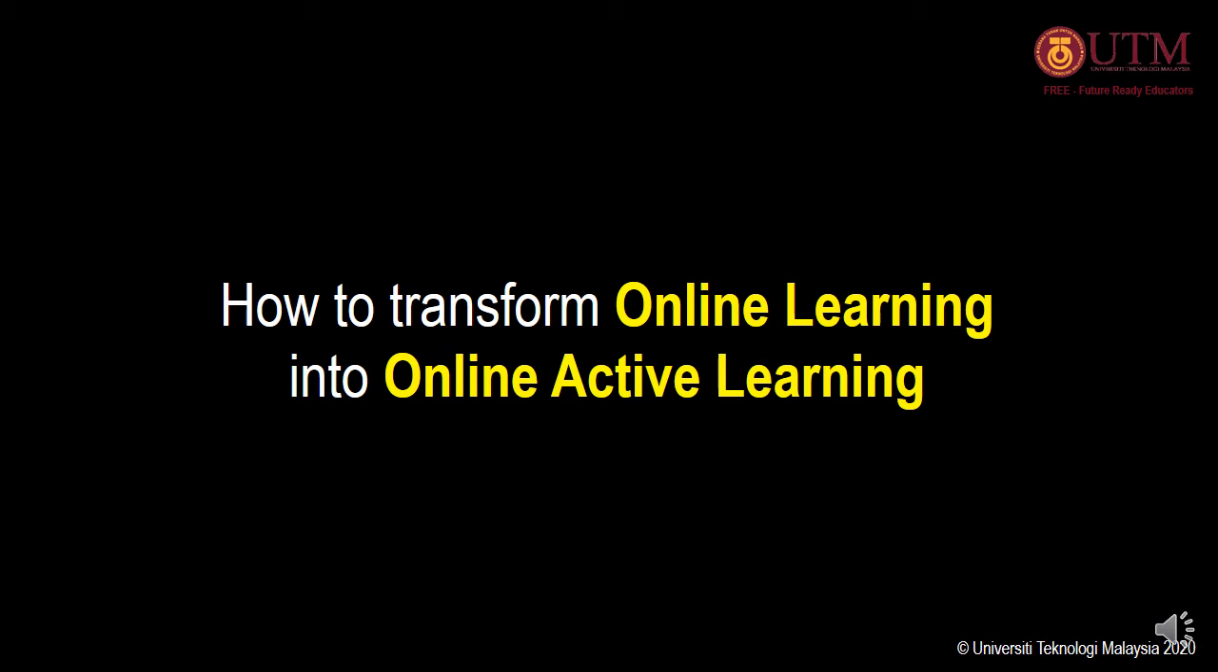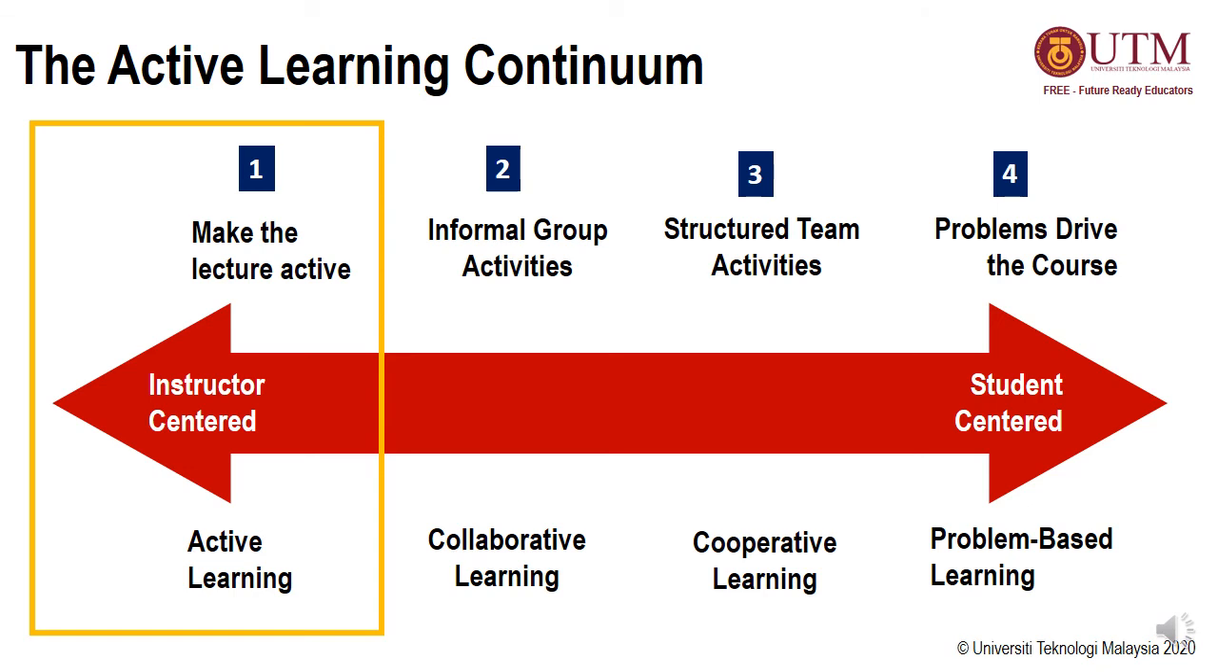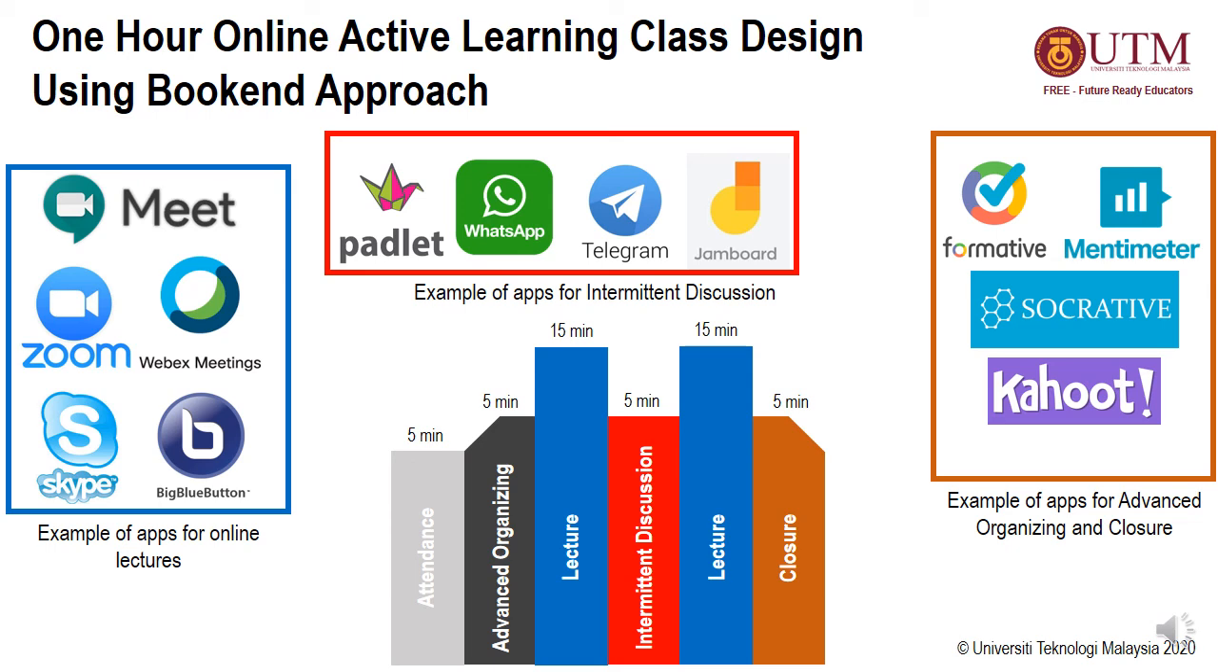So, how to transform online learning into online active learning? In order to transform online learning into online active learning, let's refer to this active learning continuum. From this, we can see that active learning is briefly defined as making the lecture active. Therefore, if you want to transform online learning into online active learning, we need to make our online lecture active. This is an example on how to design a 1-hour online active learning class using bookend approach. We will discuss this in more detail in our next video.